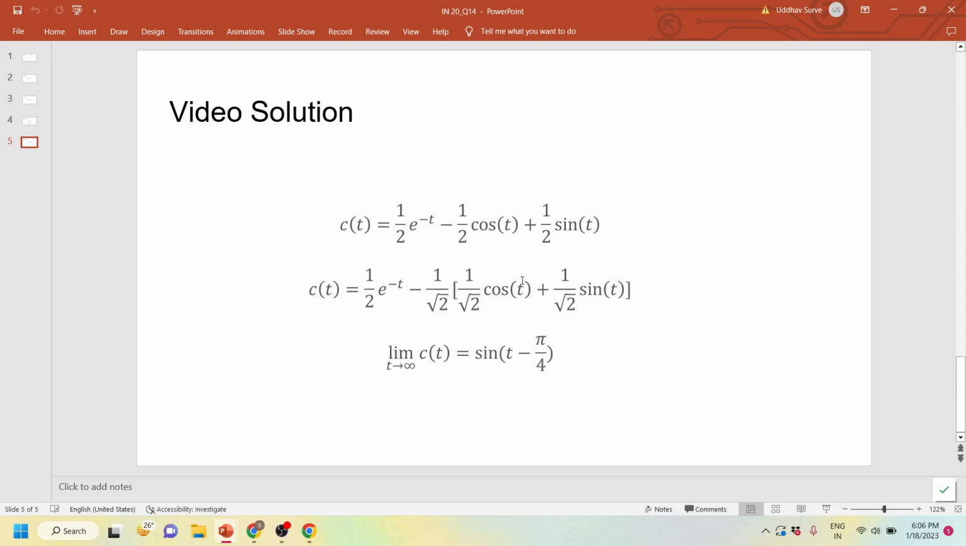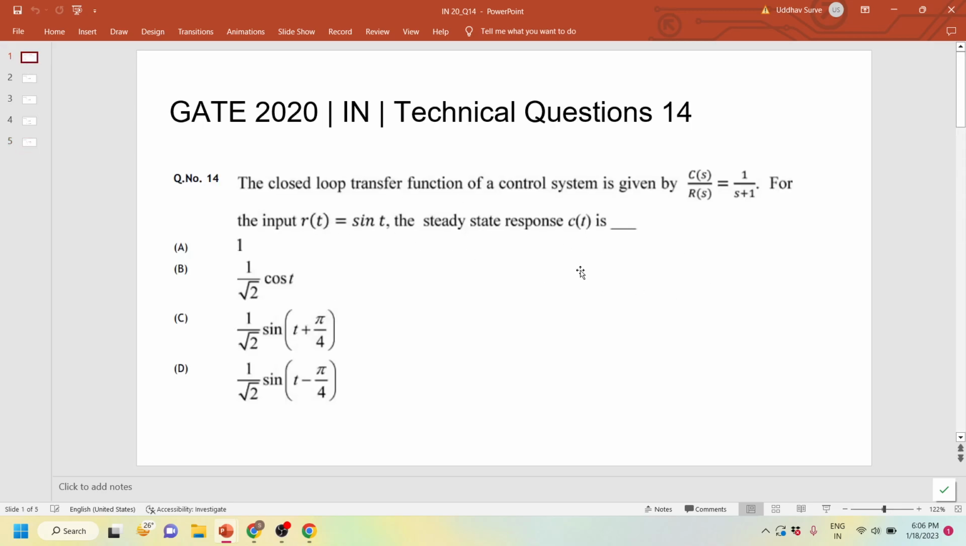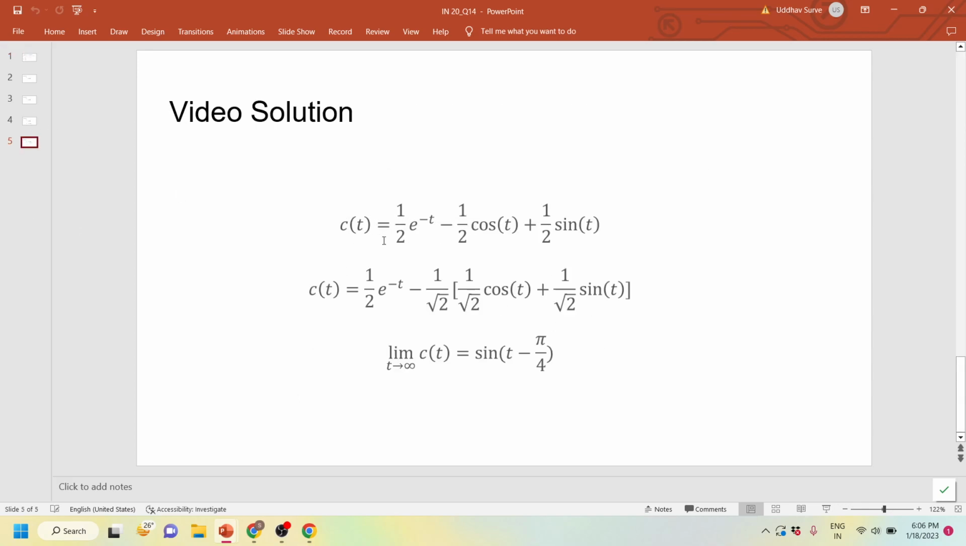Now it has been asked at steady state. At steady state meaning when a long time has passed, basically at time t equal to infinity. So when we take this c of t which we got in the previous expression and just rearrange it a little bit, before we apply t equal to infinity, let us keep this the same, half into e raised to minus t minus 1 by root 2. We just take 1 by root 2 common and make this 1 by root 2 into cos t plus 1 by root 2 into sin t.